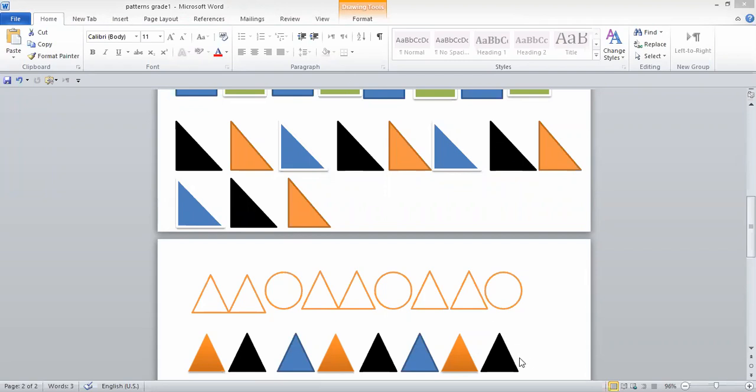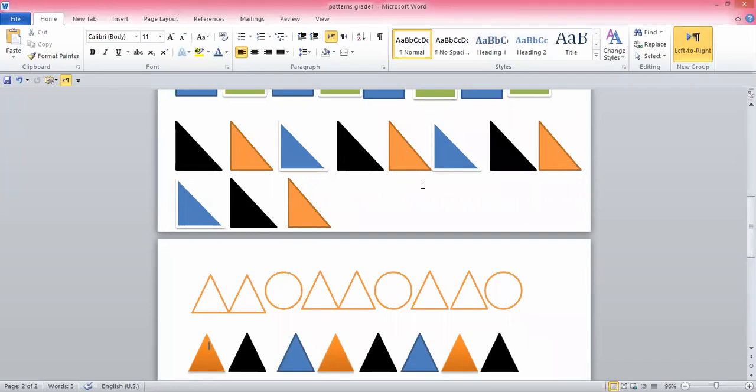Now I will ask, after this black triangle, which color triangle should be next? Muhammad Talha, can you hear me? Blue. Yes, Muhammad Talha. Why blue? I am asking, after this black triangle in the pattern, which color triangle should be next? Complete the pattern. Blue. Why blue?